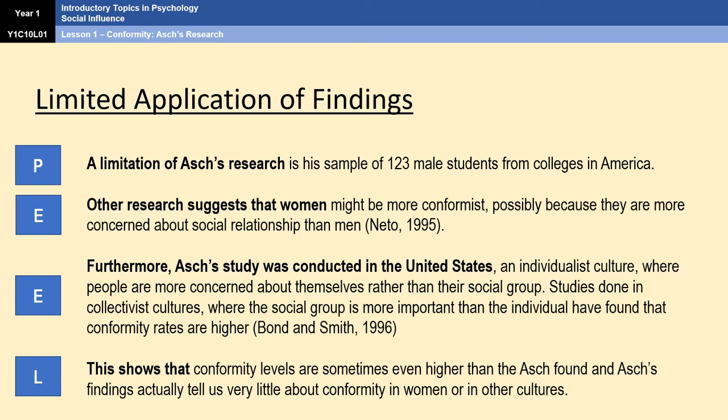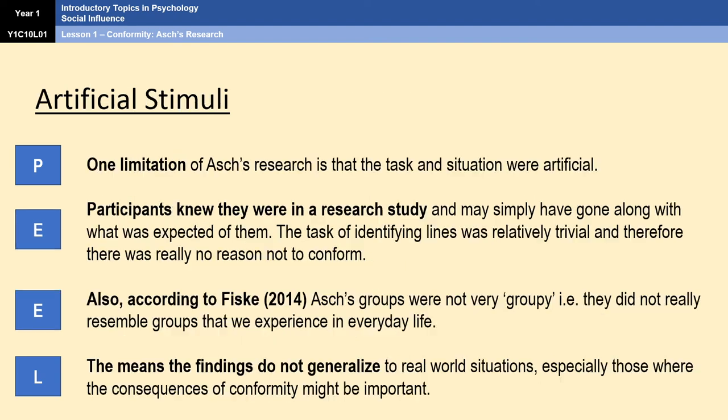So that suggests that Asch's research lacks validity because his findings actually tell us very little about conformity in anybody except American males. Okay, because he's excluded a lot of other populations which might have affected how much people conform, which means that he has potentially underestimated conformity levels.